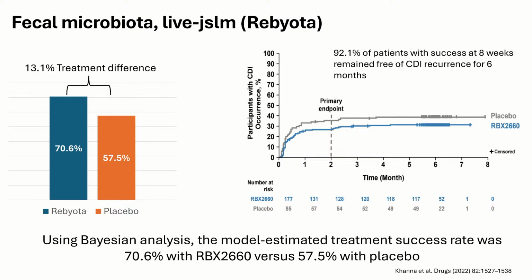Here are the results from the trial. On the left-hand side, showing patients who responded to the treatment without recurrence, 70.6% for those receiving Rebiota, compared with 57.5% receiving the placebo. And so over 92% of patients had treatment success at 8 weeks and remained free of C. diff infection recurrence for 6 months. So pretty good results, perhaps a little bit more standardized than traditional FMT, and comes with the benefit of having an FDA license.